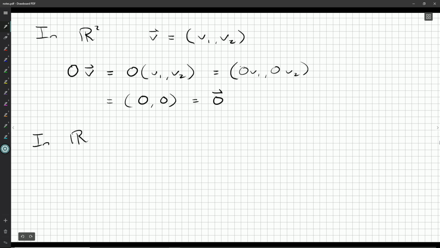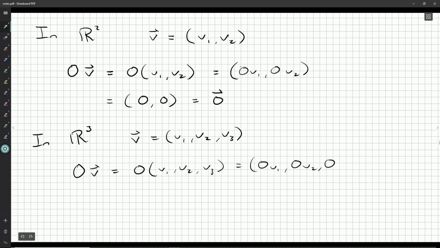A similar sort of thing happens in R3. Our vector v would start with 3 components, and it doesn't matter what 3 components they are. This should work with any vector v, so we don't need to specify v1, v2, v3. We still scalar multiply, and every component gets multiplied by 0. And we know what happens when you multiply numbers by 0. They become 0 themselves. So 0 times v1 is 0, 0 times v2 is 0, 0 times v3 is 0. And a vector with all zeros is the 0 vector.